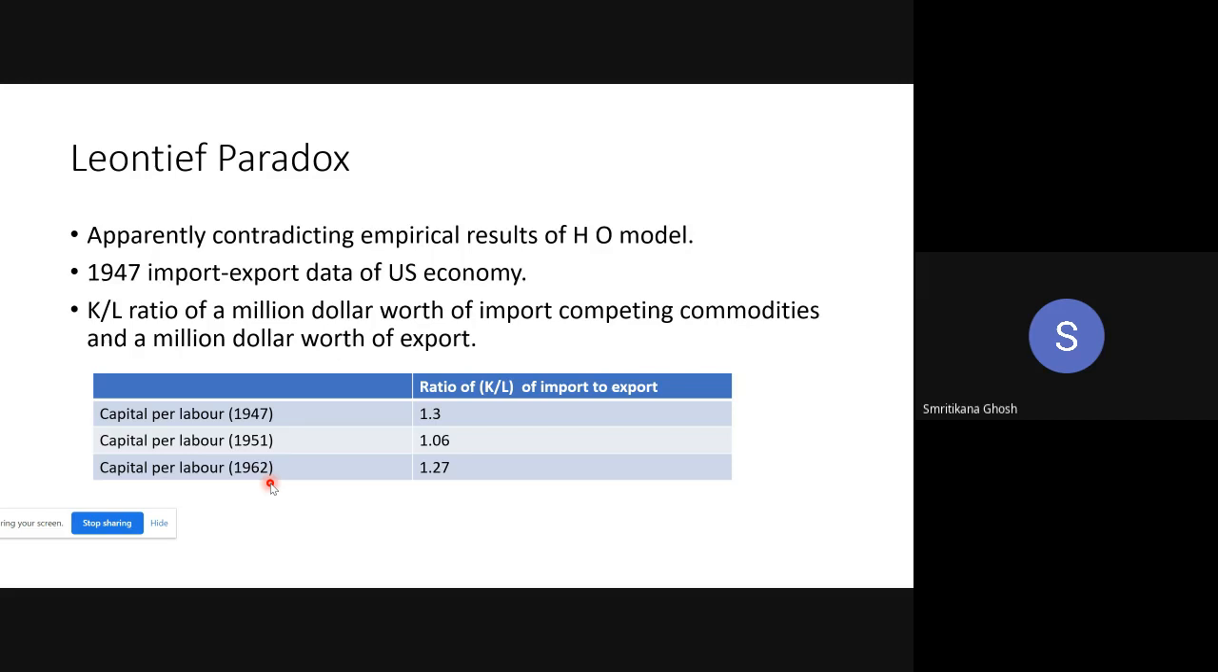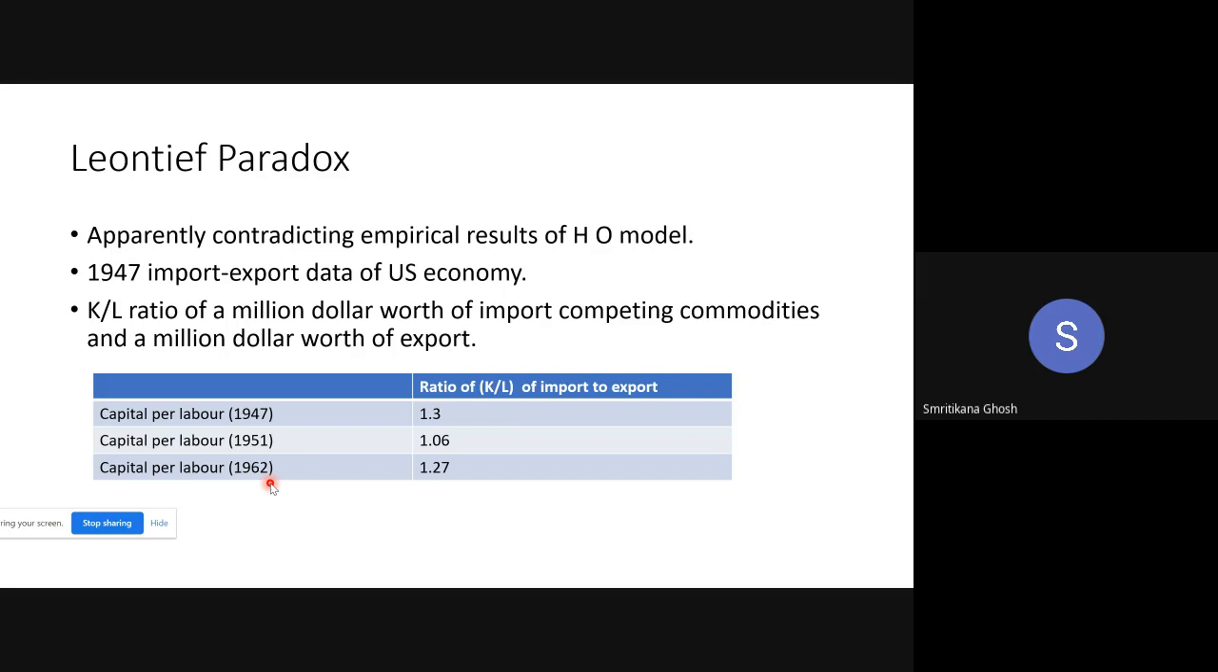So the conclusion is it's a paradox. It should import labor intensive commodity because it's a capital abundant country. It should export capital intensive commodity, but just the opposite is happening here. So how can you explain it? The HO model cannot explain it.